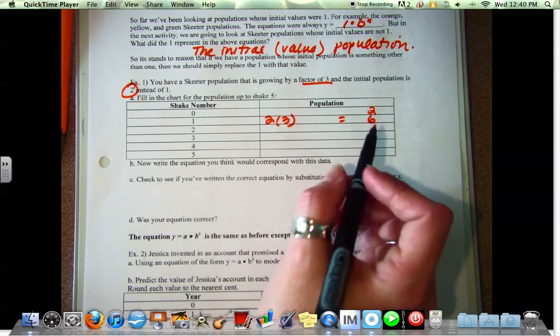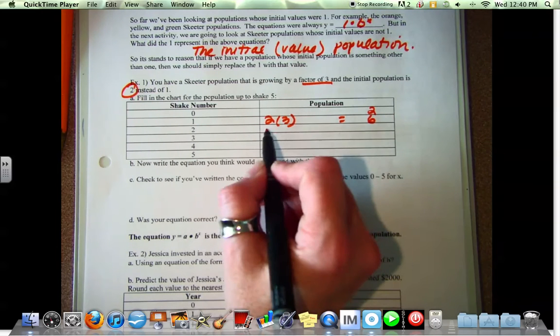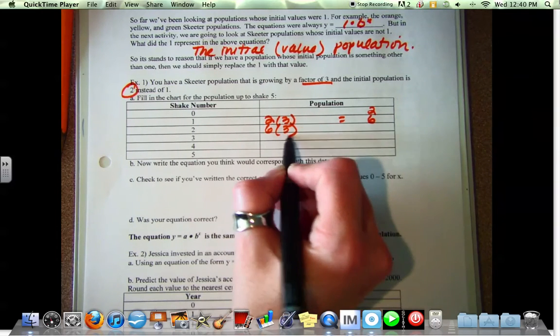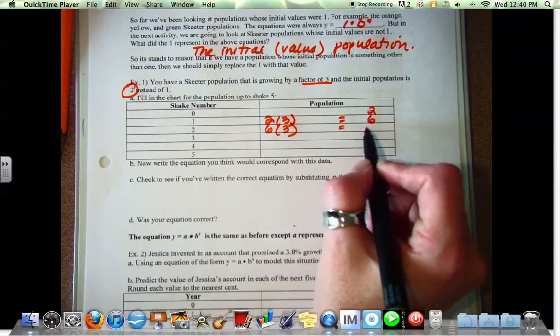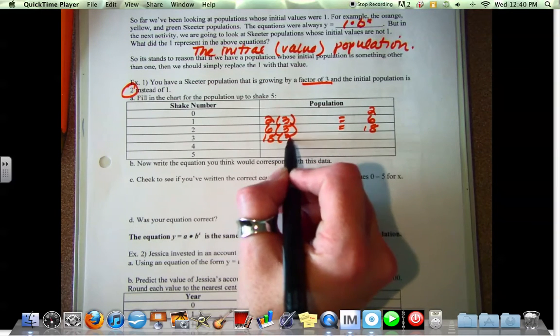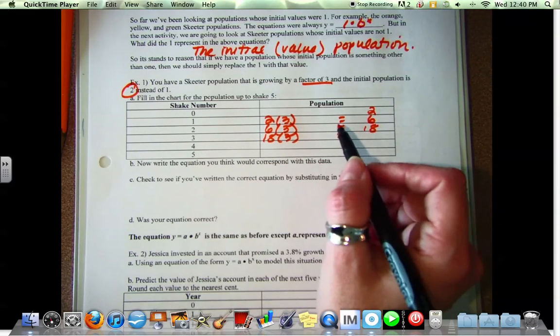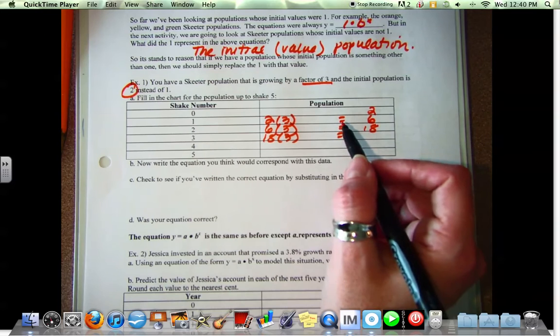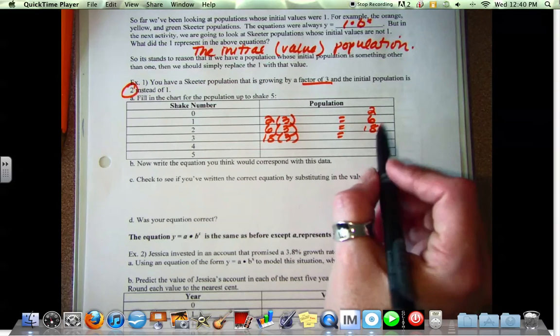Okay, so then what do we do to find out the next population? 6 times 3. Yes. Which gives us? 18. Next population is? 18 times 3. Which gives us? I have no idea. I need a calculator. I got 54.